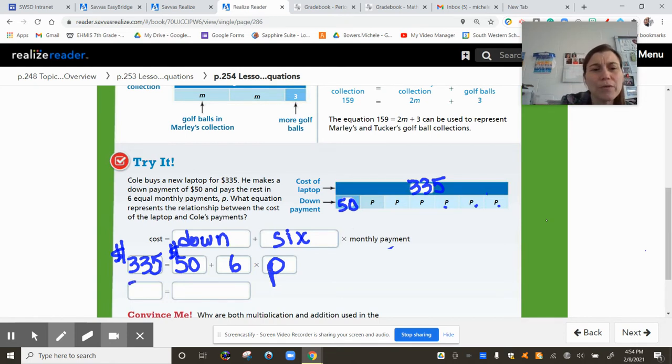So $335, and I'm not going to put the label in when I write the equation. I can write it up here when I'm figuring it out, but then I take the labels off. So that would be 6. Let's make 6 payments, a certain amount of money each, plus the $50 you paid up front. All together, that should pay off the laptop. So we just wrote 2 equations. Look at that.